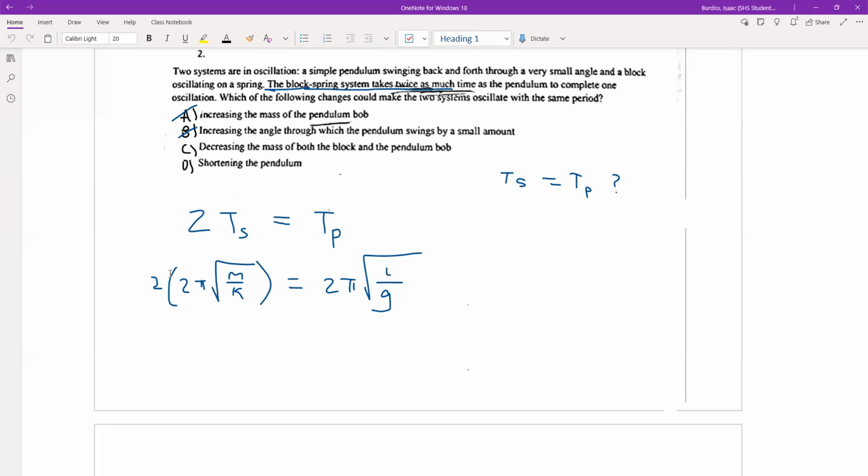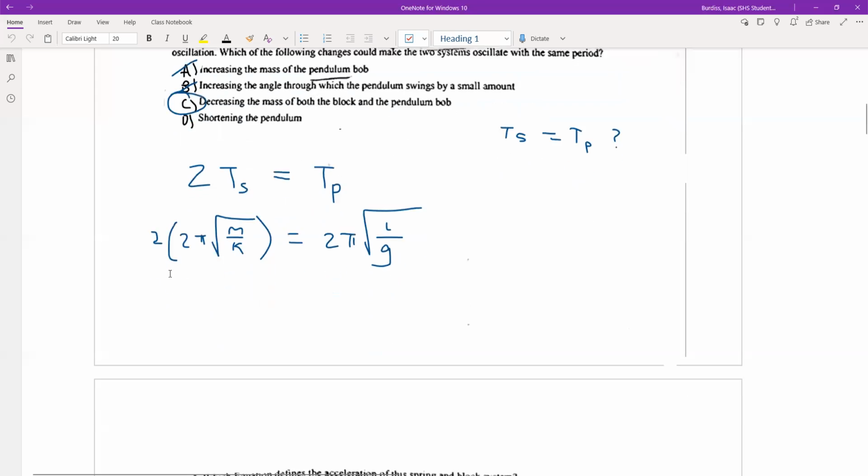Decreasing the mass of the block and pendulum. If you decrease the mass of this, it will make the T go down. If you decrease the mass of this, it will make nothing happen. It won't make it go down, but it will make this go down, eventually making these equal. So that is the correct answer. Shortening the pendulum, that would make this even smaller. So that's why D is not right.